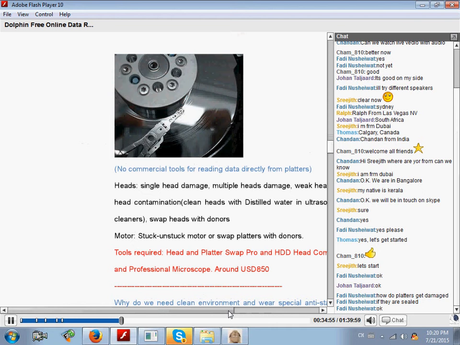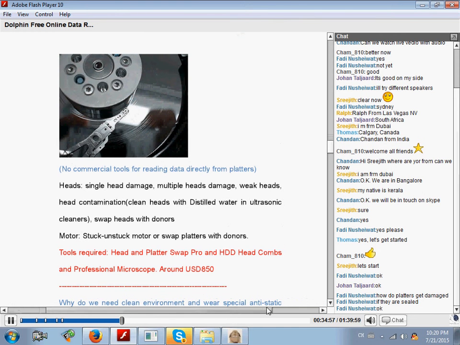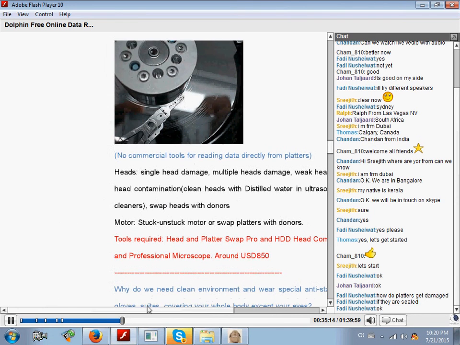Yeah, some people ask me if you can read this data from these platters directly, like you can insert the hard drives and read the platters. It's like one platter read machine. Sorry, no such kind of machine. So the second important component is the heads.